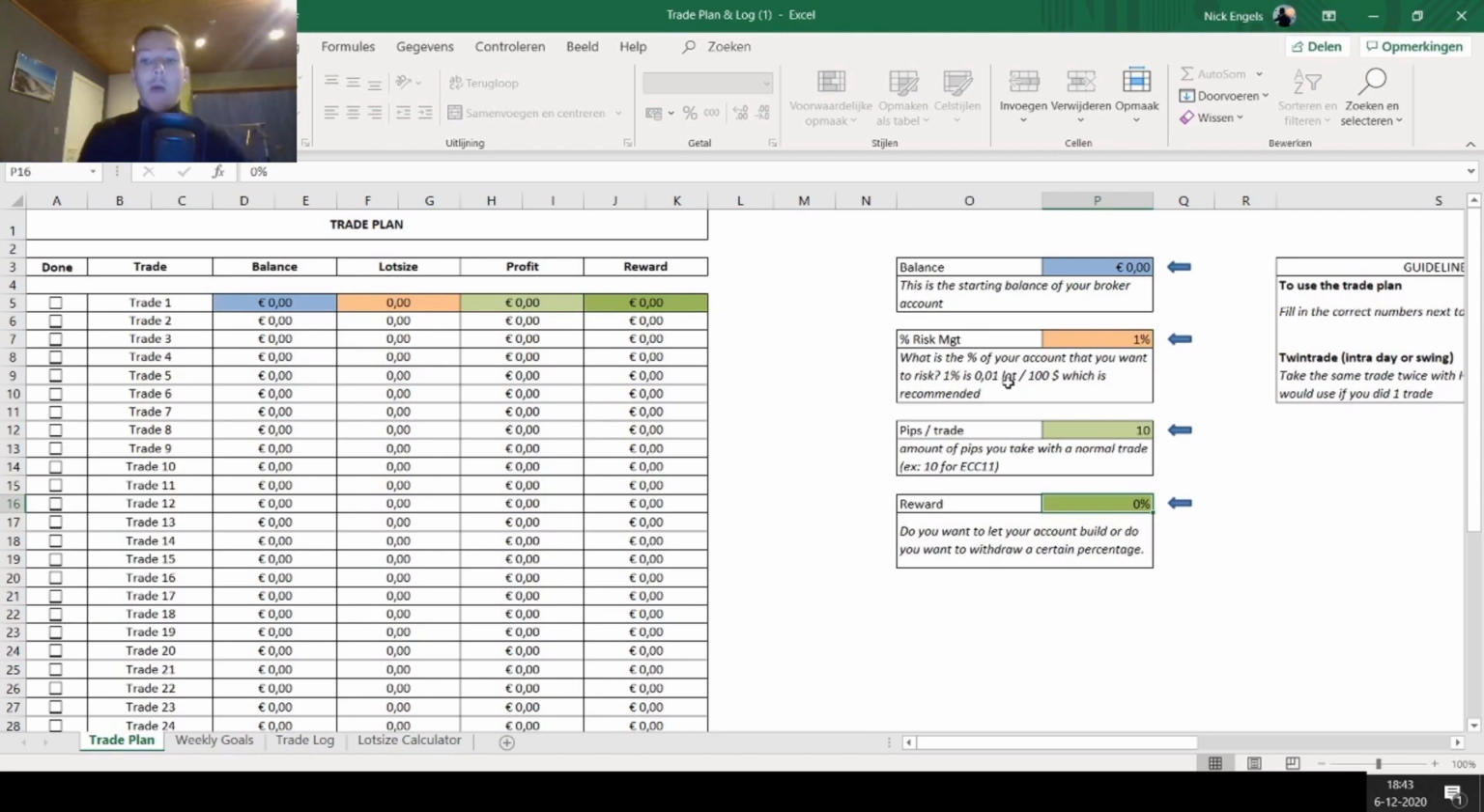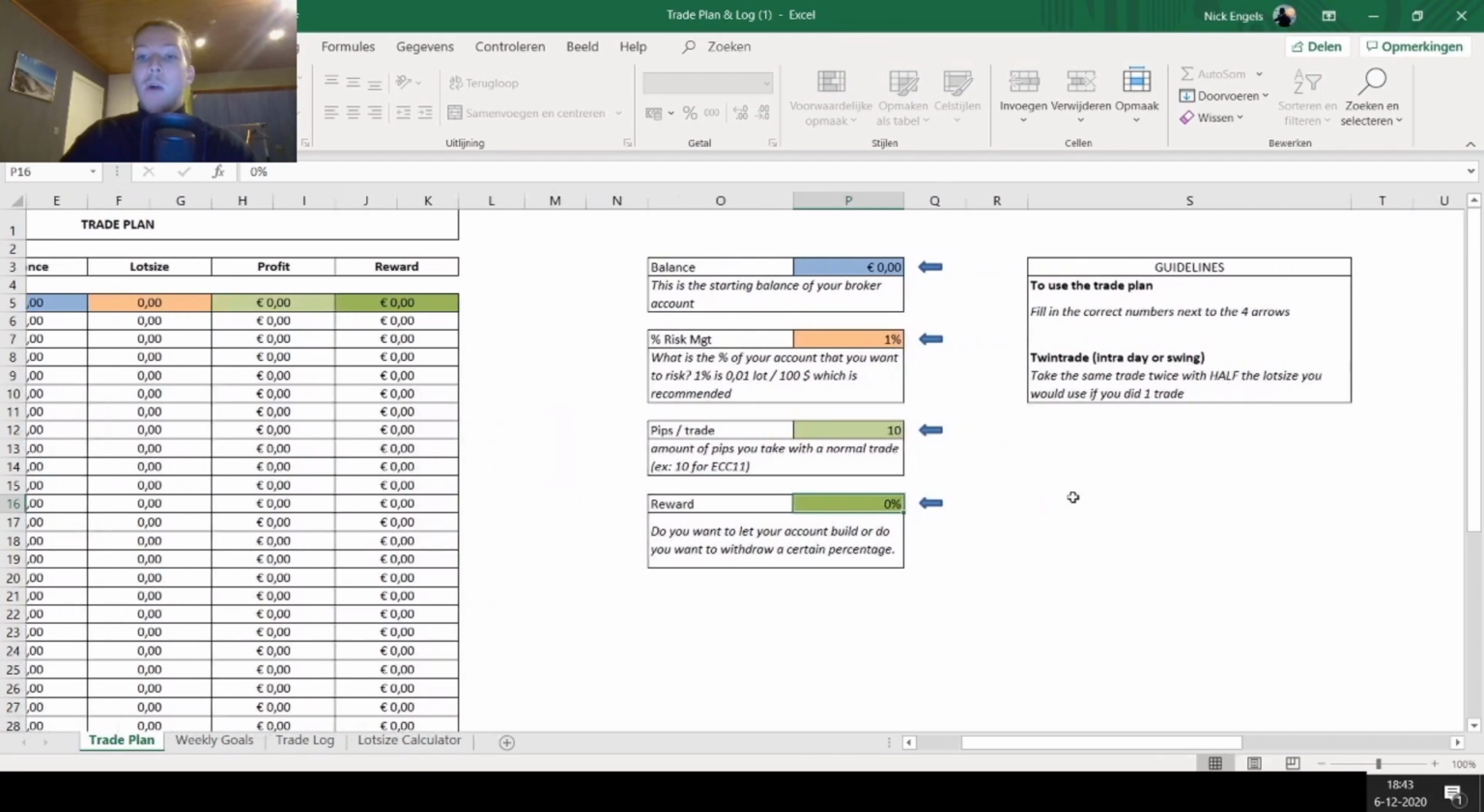So to summarize, the goal of a trade plan is to make a plan both for your wins and for your losses by planning out the goals you want to hit and combining it with the proper lot size depending on your risk management. Now, to use this trade plan and this whole document, you will notice that most fields are actually unclickable. This is to make it as easy as possible. To use it, you just fill in the correct numbers in the fields with a blue arrow next to it.